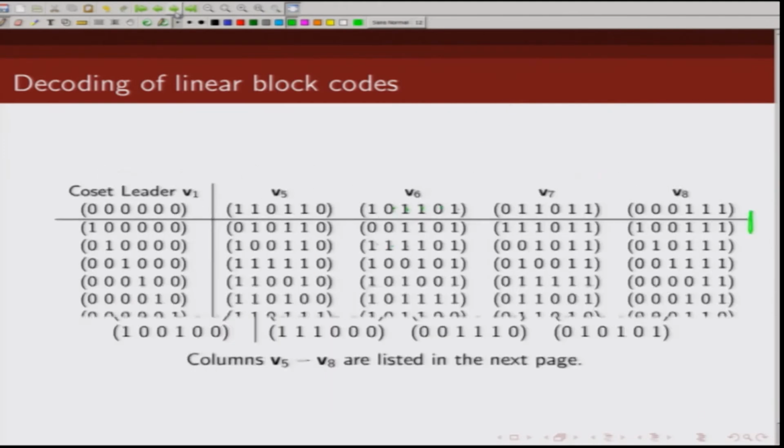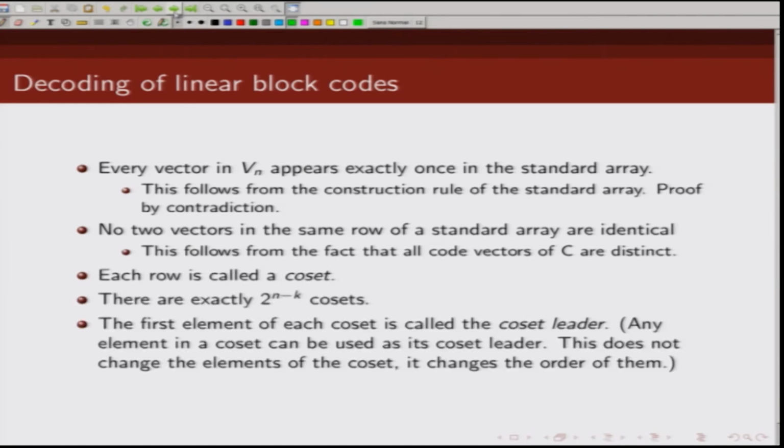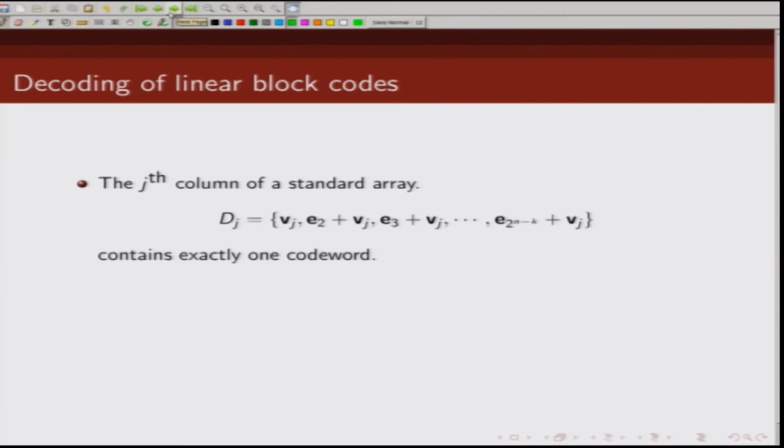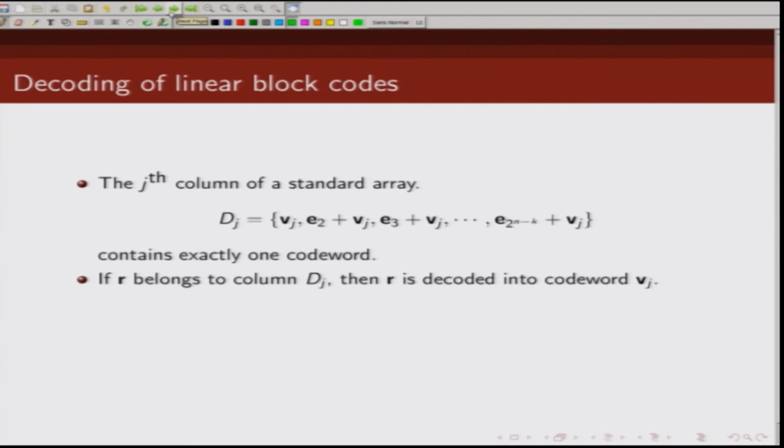So, this is the point I am trying to make, that the way we have created the standard array, if you look at the jth column of the standard array, it contains exactly one code word. It corresponds to only one particular code word. Now, if the received vector belongs to column Dj, then R will be decoded as code word Vj. So, whenever R belongs to this set, we will decode this R as corresponding to code word Vj.